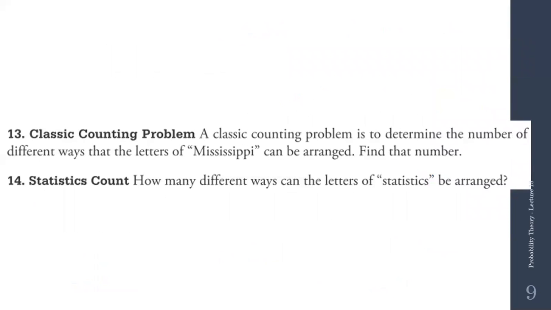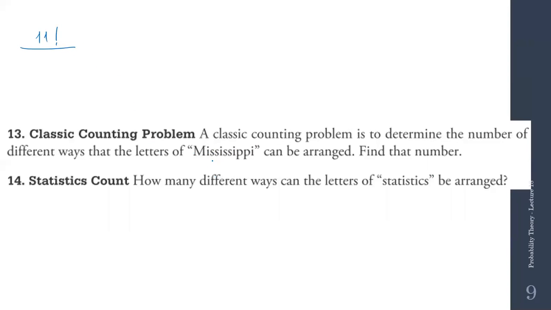Classic counting problem. A classic counting problem is to determine the number of different ways that the letters of Mississippi can be arranged. Find the number. So first of all, we need to calculate how many letters we have here: 1, 2, 3, 4, 5, 6, 7, 8, 9, 10, 11. Yes, we have 11 letters. We can arrange these letters in 11 factorial ways, and we have to divide by some numbers.